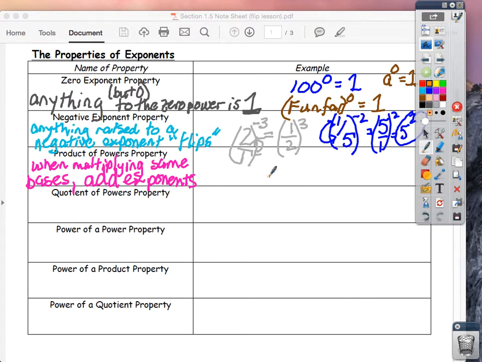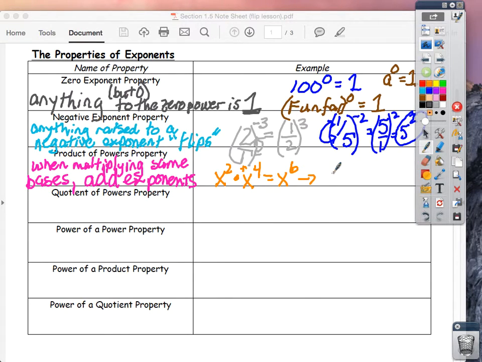When multiplying same bases, add exponents. So let's say it is x squared times x to the 4th. Note that both are x's, same bases. That's going to be x to the, is it 6 or 8? 6, because we're going to add them, not multiply. We are going to add.